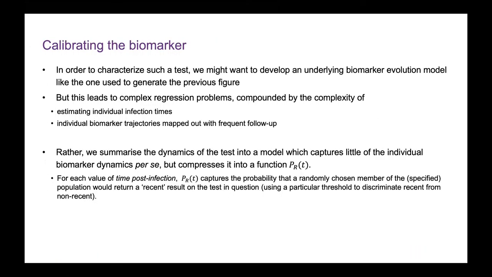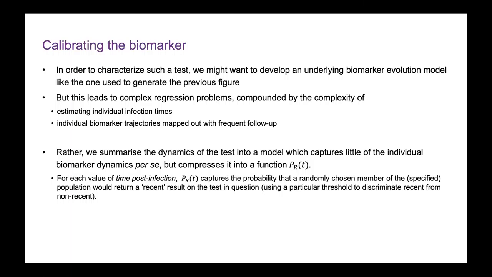Now, to calibrate these biomarkers, we might want to fit a family of curves similar to what you've seen there, and derive from this the mean duration of recent infection and false recent rate, but this leads to complex methodological problems. So instead of doing that, we typically summarize the dynamics of the test into a model that captures no details on the individual biomarker dynamics, but compresses the information into a single function for the probability of obtaining a recent result as a function of time since infection.